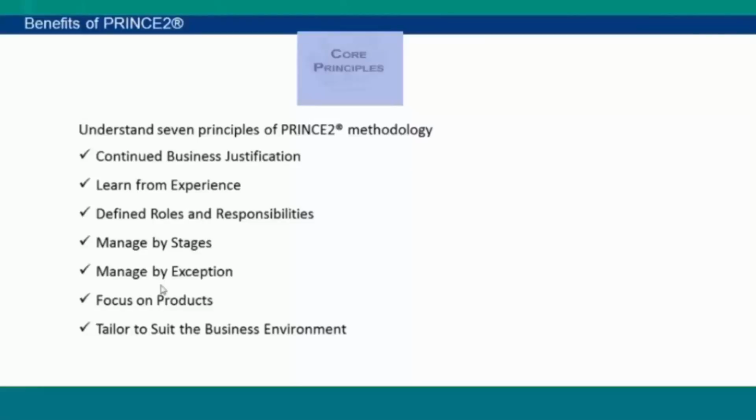Can you come again with this statement? How do you manage by exception, correlating with the six variables? So what I'm saying is that we have levels. Four levels I have explained to you: team manager level, project manager level, directing level, and the corporate management level. These are the four levels.